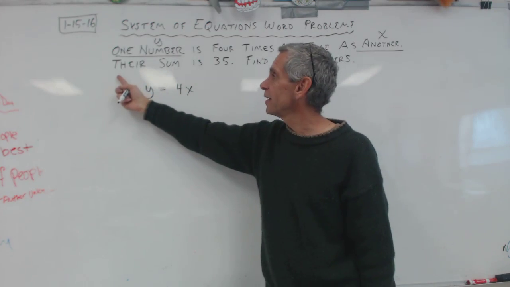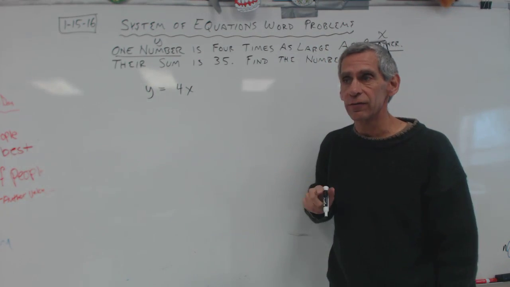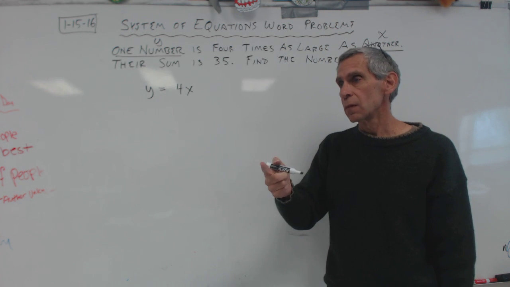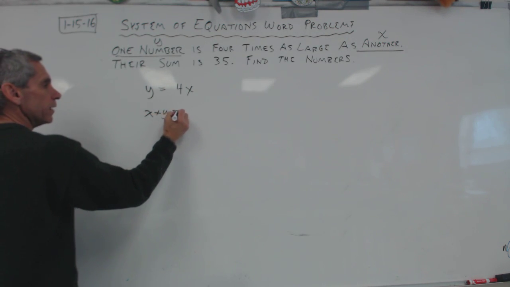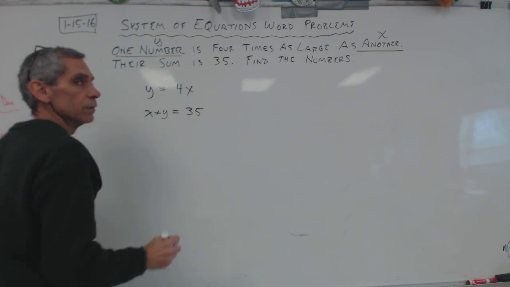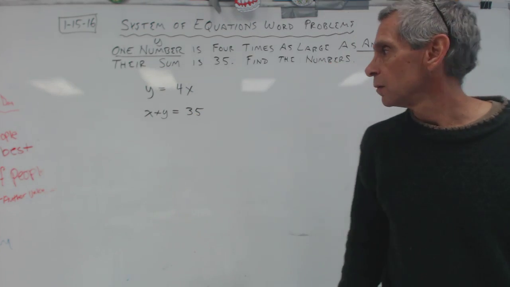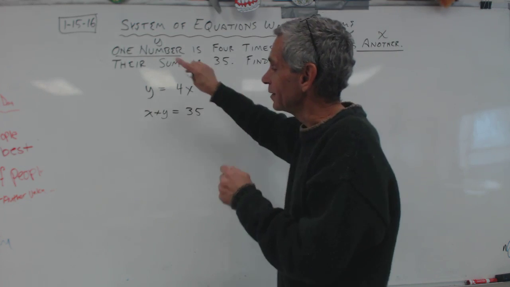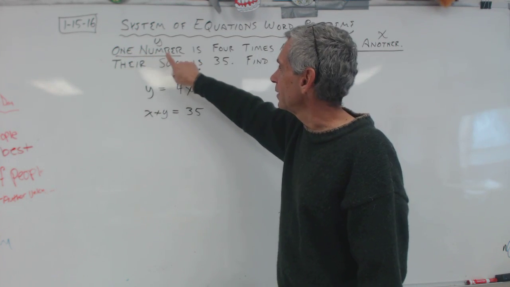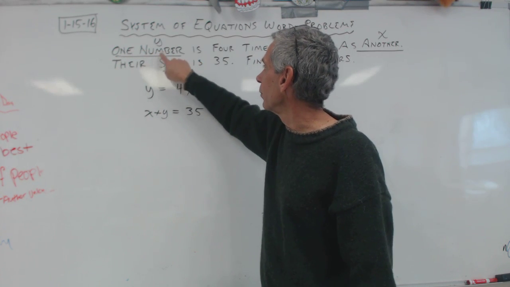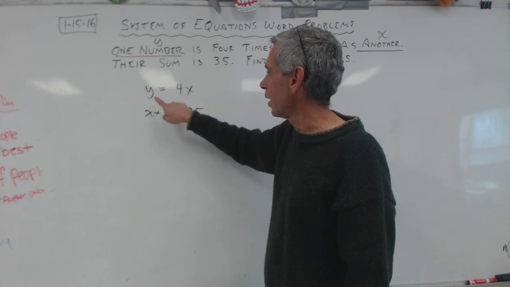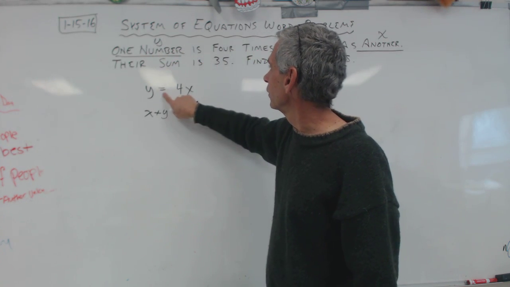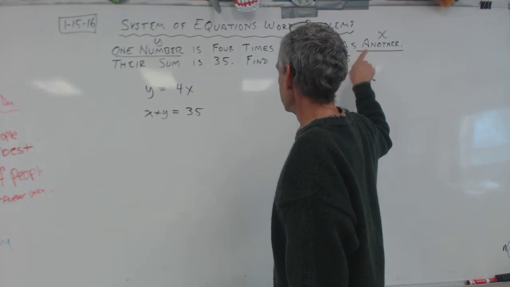Now our second equation says their sum is 35. x plus y equals 35. Why wouldn't you do 4x plus y equals 35? Because you have to do exactly what it says. It does not say 4 times one number is equal to; it says one number, that's y, is 4 times as large as x.